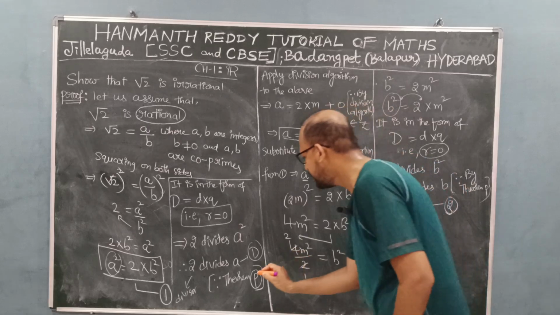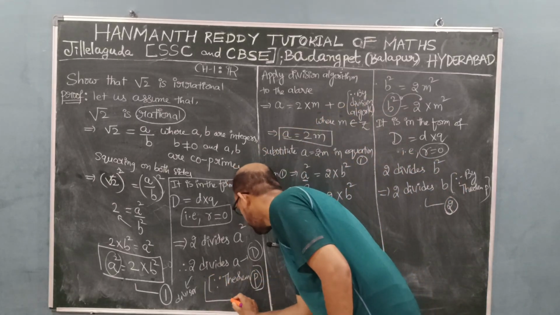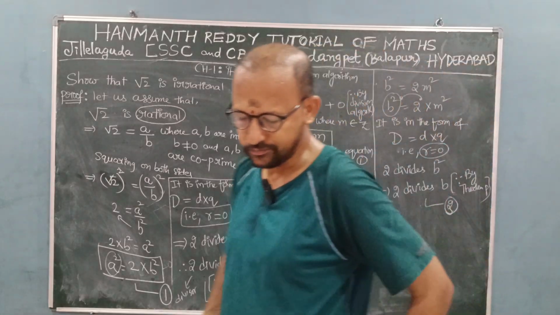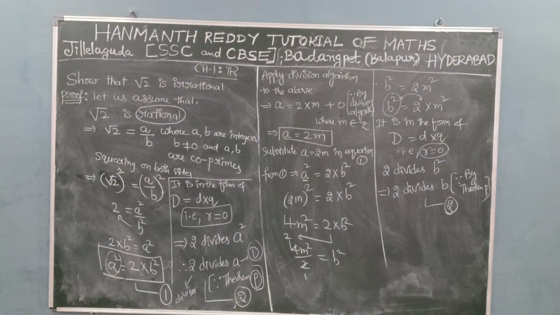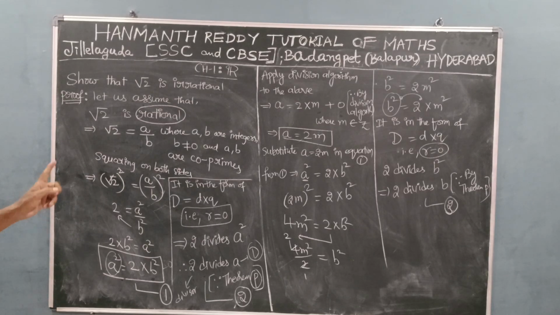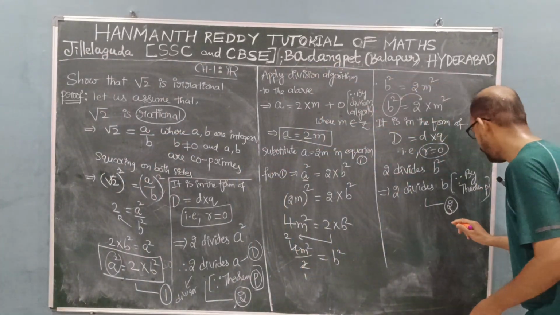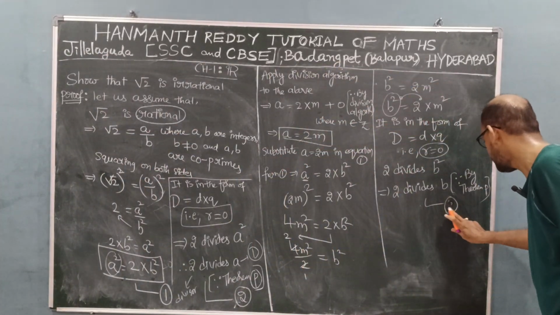So observe condition number 2. Let us take this as condition number 2. Now observe carefully conditions 2 and 3. We can say that from condition 2 I have 2 divides b, and from condition 3 I have 2 divides a. Let us write condition number 3.